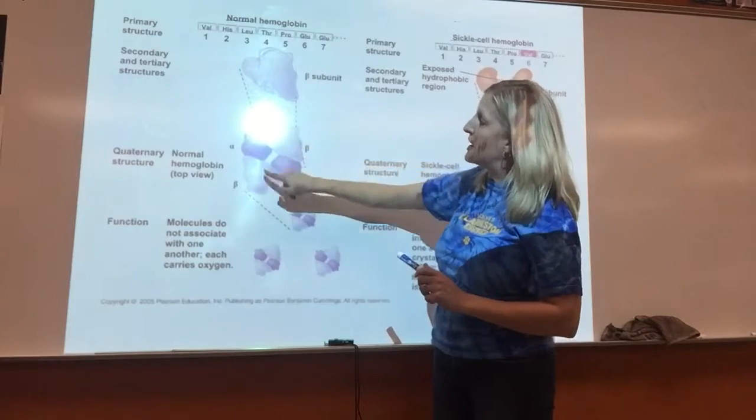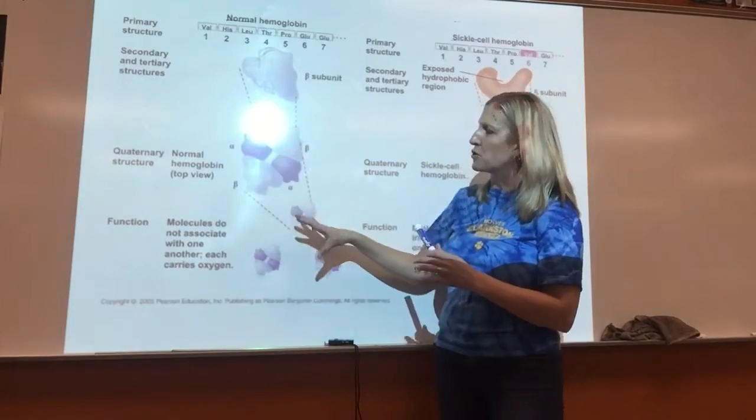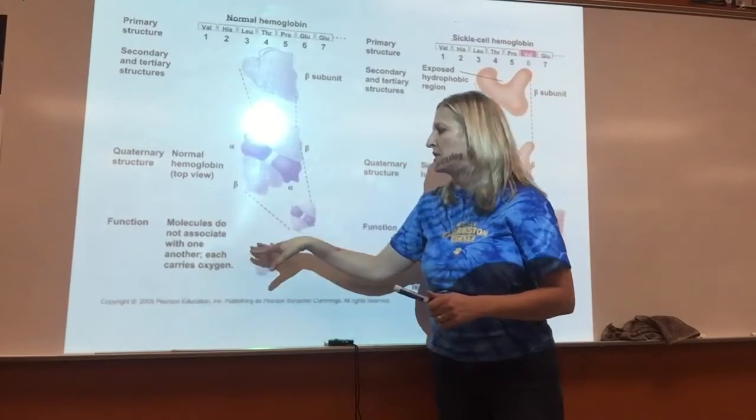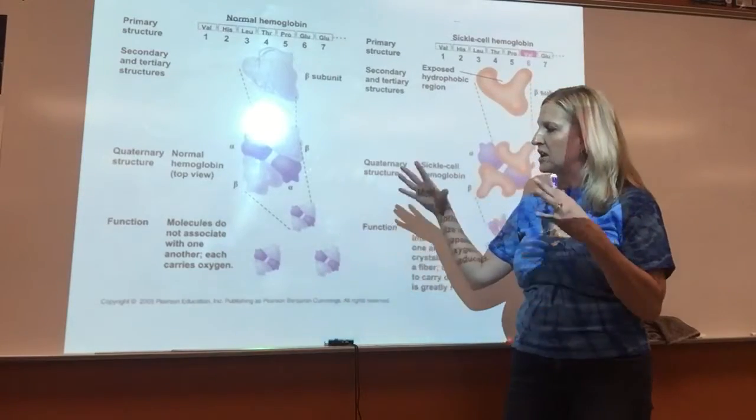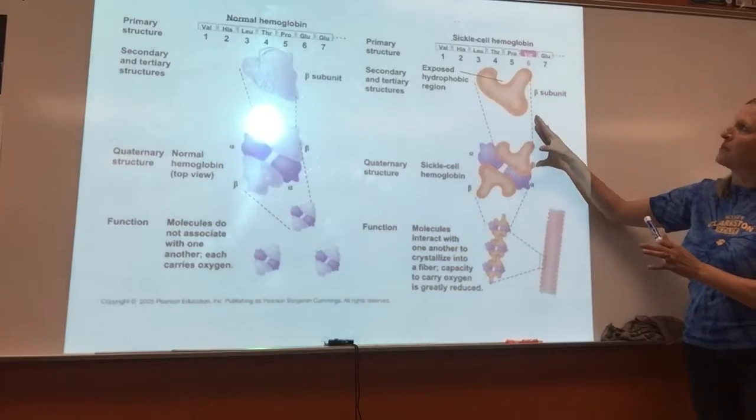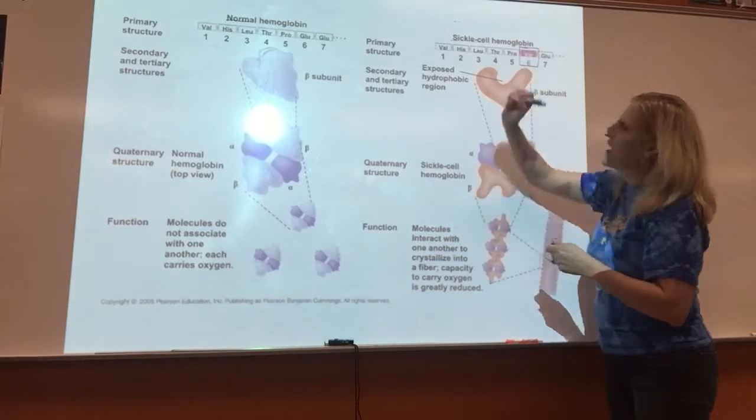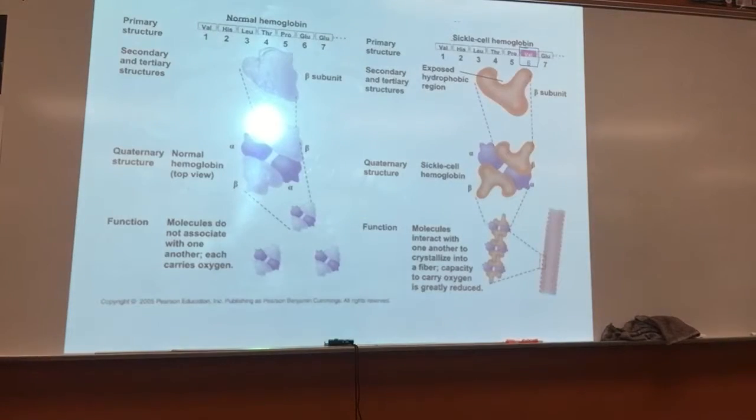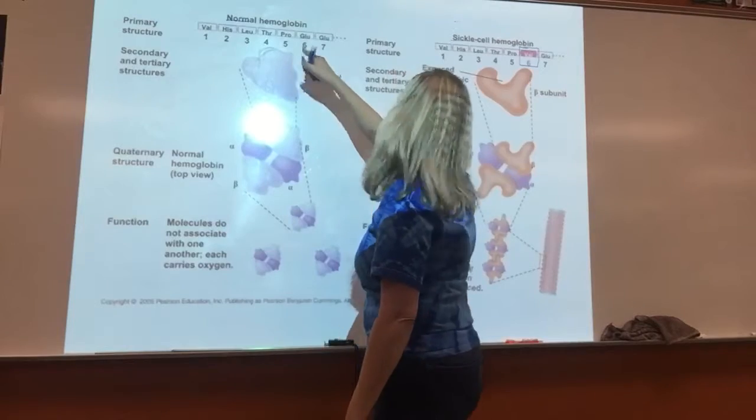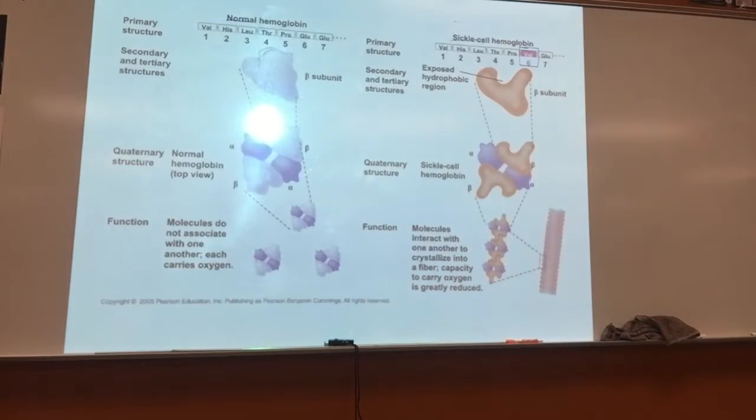So this is normal, so it has the normal shape, and then the 2 alpha polypeptides come together, and you have your normal hemoglobin. Notice it says molecules do not associate with one another, and each carries oxygen, and we have normal hemoglobin here. Let's look at what happens with sickle cell. The only thing different in the amino acid chain is the amino acid in the number 6 spot. So in normal hemoglobin, that's glutamine. That glutamine has been substituted for valine, and that's the only difference.